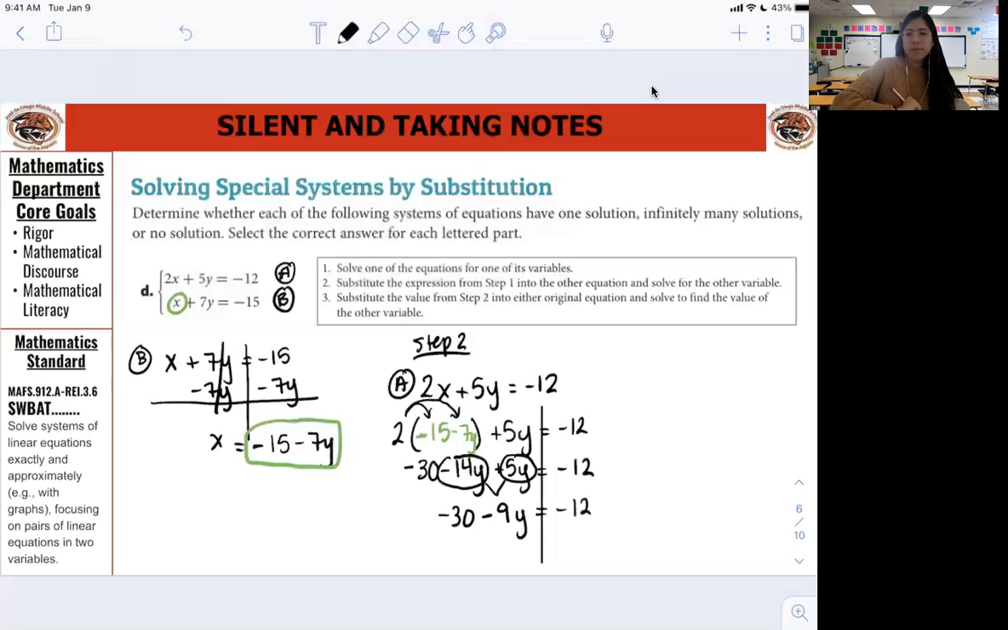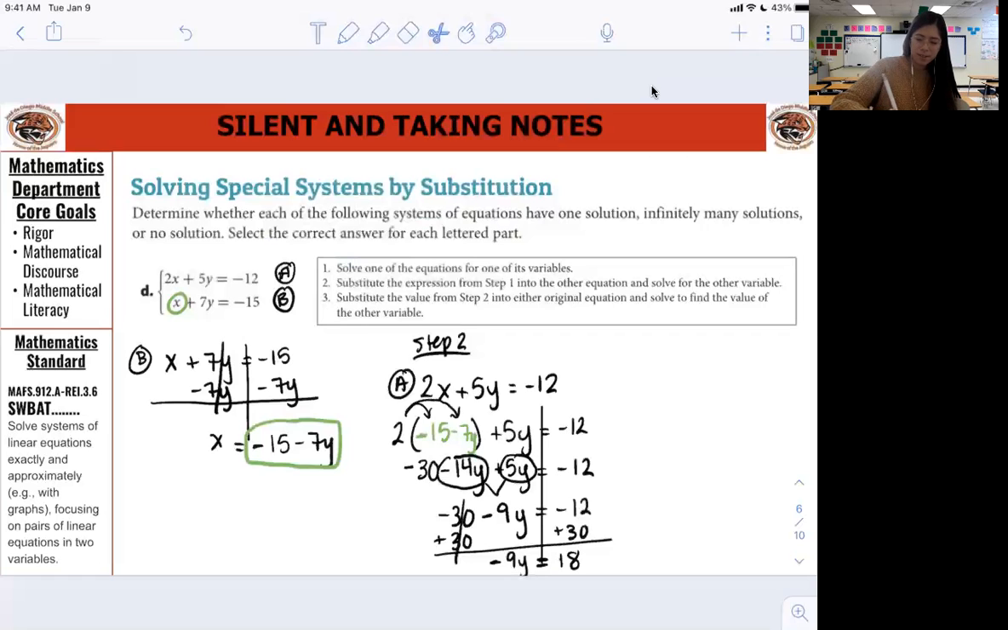Okay, next. We have to add 30. Good. We're adding 30 because it was negative to begin with. Careful. Negative 12 plus 30. Take your time with it. 18. Yeah, 18. There it is. Good. 18.